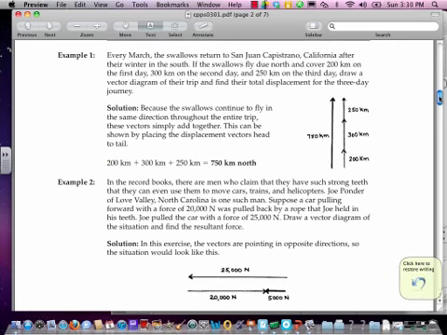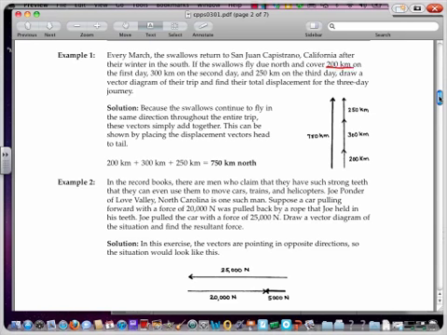All right, let's work through a couple of quick examples here. Every March, the Swallows return to Capistrano after their winter in the South. Let's say that they go 200 kilometers on the first day, 300 on the second day, 250 on the third day. Draw a vector diagram and find their total displacement. Now, displacement is simply the vector term for distance. So on the first one, we went 200, then we went 300, then we went 250. And since they're all in the same direction, that's pretty easy. We just add them all up and we get 750. So that's a pretty simple problem there.